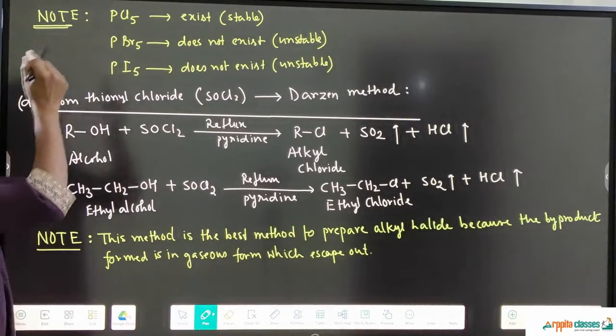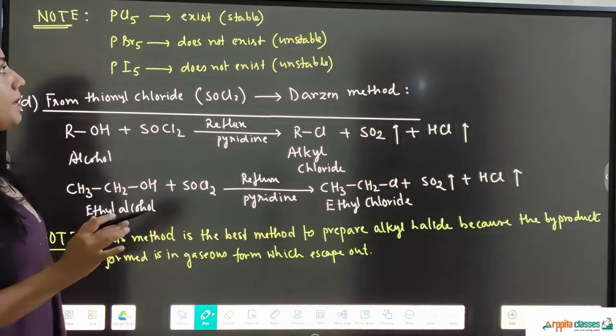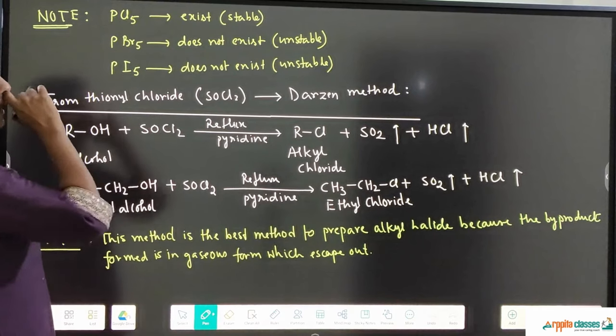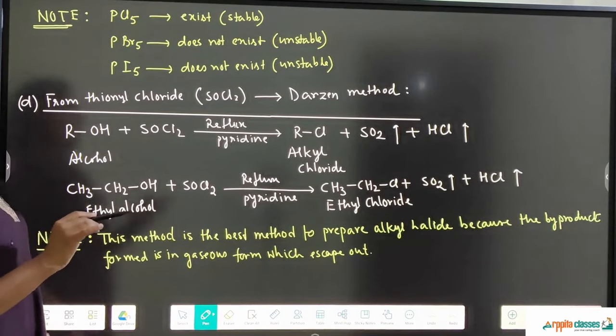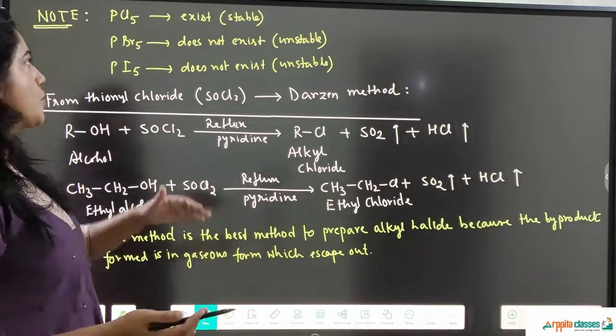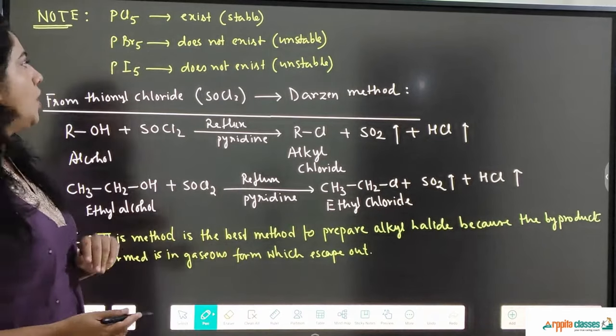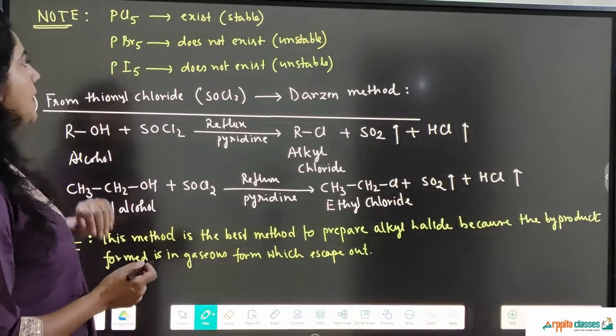Now note that PCl5 exists. It is a stable compound, but PBr5 and PI5 do not exist. They are unstable, and that is why we will not do the reactions with PBr5 and PI5.